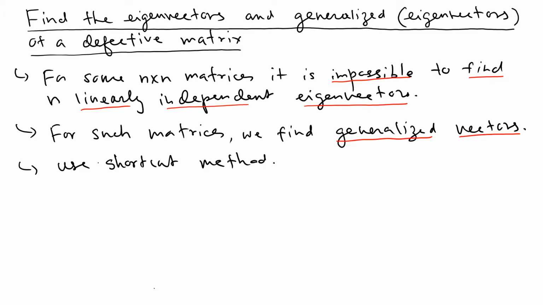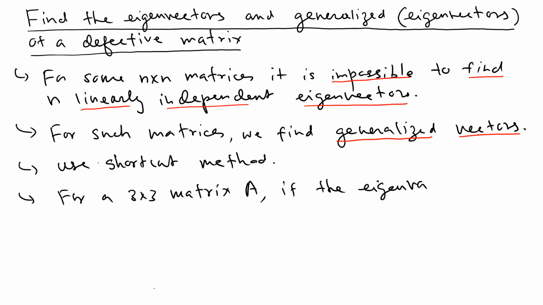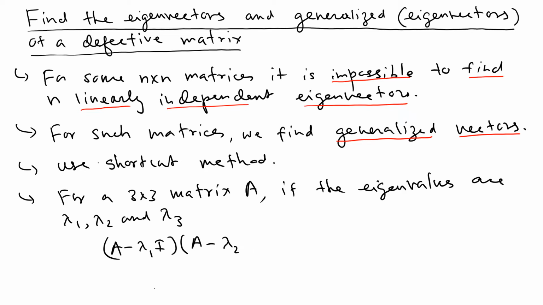So what's a shortcut method? Let's talk about the shortcut method for a 3 by 3 matrix A. If the eigenvalues are lambda 1, lambda 2 and lambda 3, not necessarily distinct, they may be equal, we know that (A minus lambda 1 I) times (A minus lambda 2 I) times (A minus lambda 3 I) equals 0.